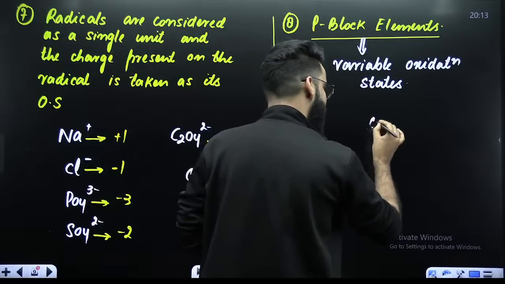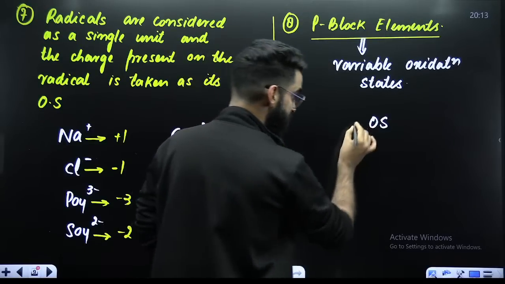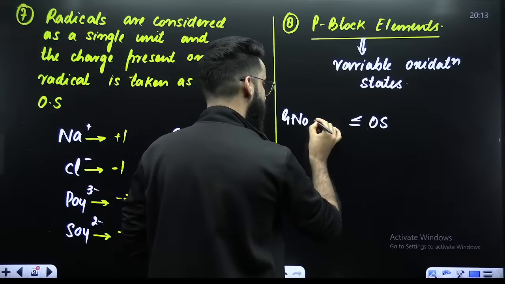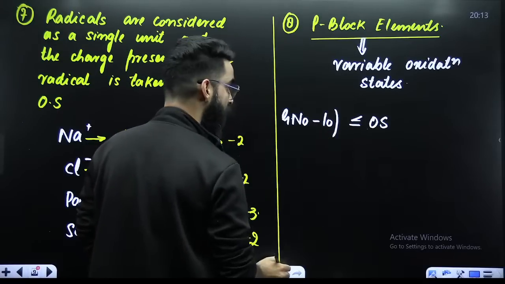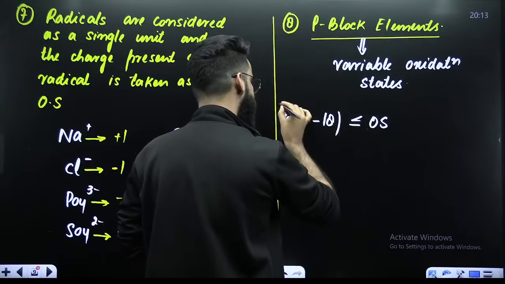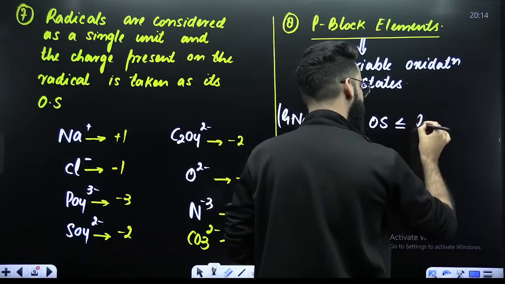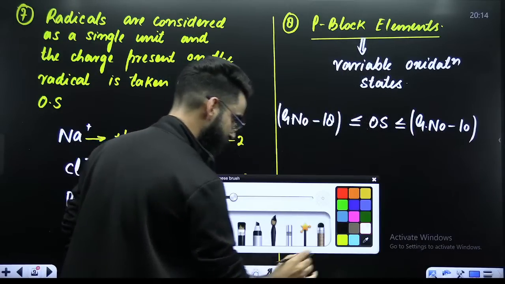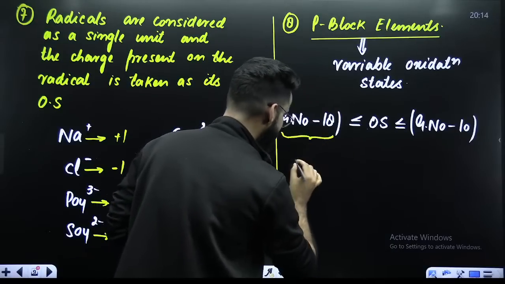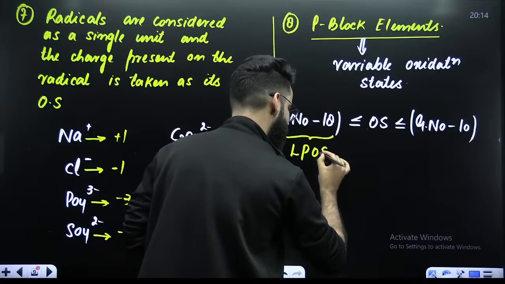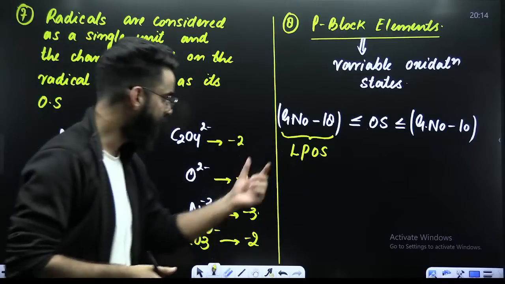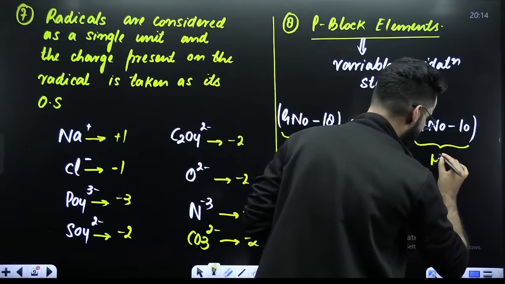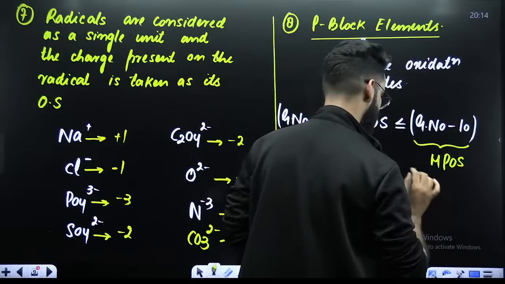Remember, I'm writing it over here. Oxidation state of P block elements is always greater or equal to group number minus 18, till group number minus 10. This is something which I call the lowest possible oxidation state of your P block elements. And this is something which I call the highest possible oxidation state of your P block elements.